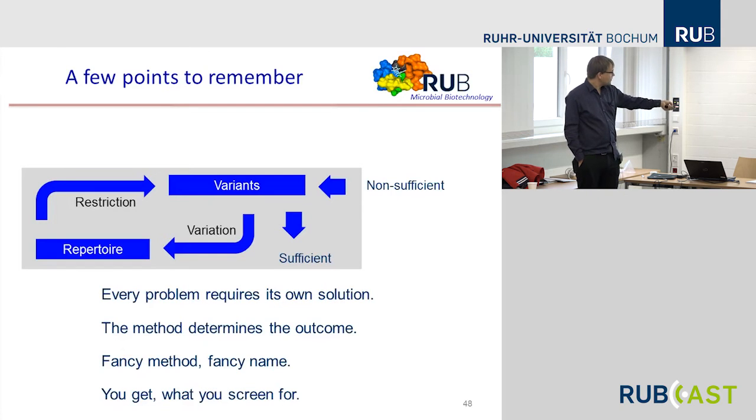And finally, this is very important. I told you when the decarboxylase was improved with flurbiprofen, the best mutant was better with flurbiprofen, but not with naproxen. Right? You get what you screen for.